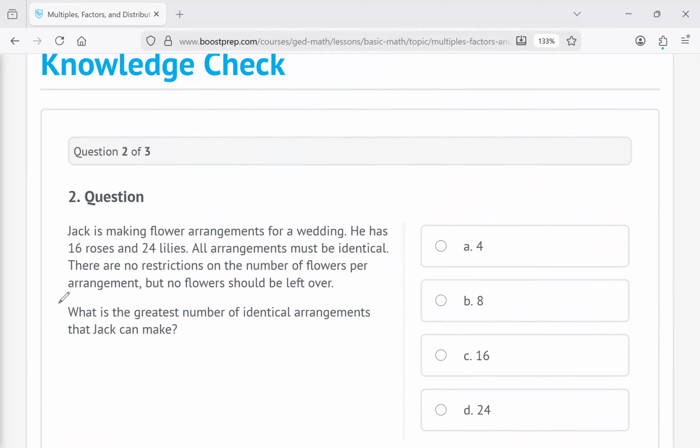Okay, question 2. Jack is making flower arrangements for a wedding. He has 16 roses and 24 lilies. All arrangements must be identical. There are no restrictions on the number of flowers per arrangement, but no flowers should be left over. What is the greatest number of identical arrangements Jack can make?